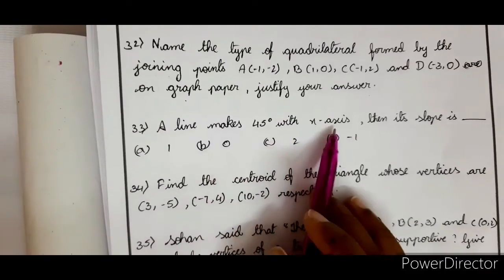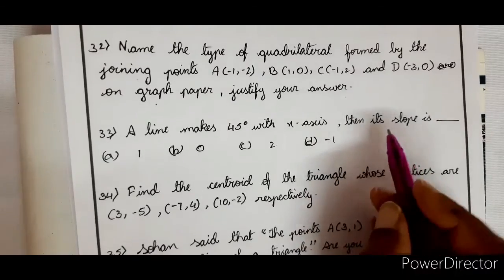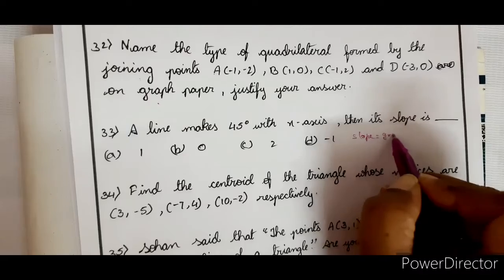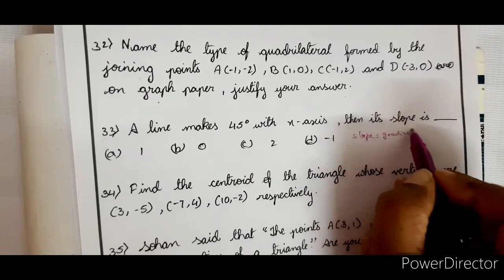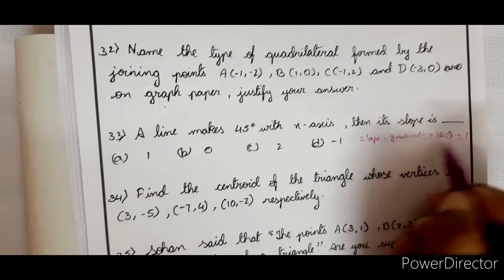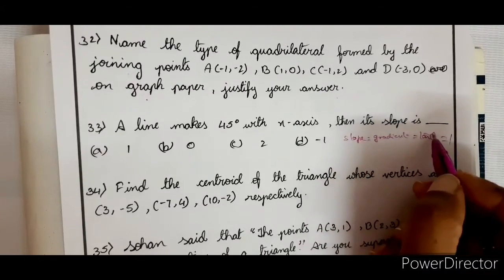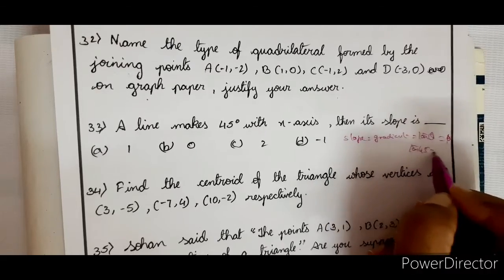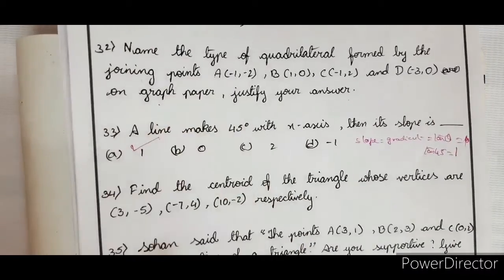The next problem. A line makes 45 degrees with the x-axis, then its slope is. Already I said the slope is also called the gradient, right? So that is equal to tan theta, which is given as tan 45. Theta is equal to 45, therefore tan 45 is equal to 1. So the slope is 1.